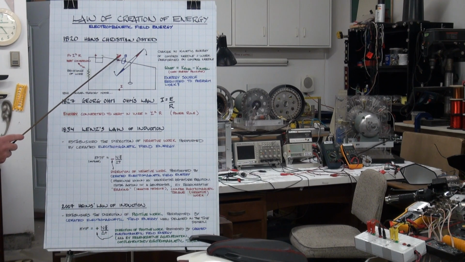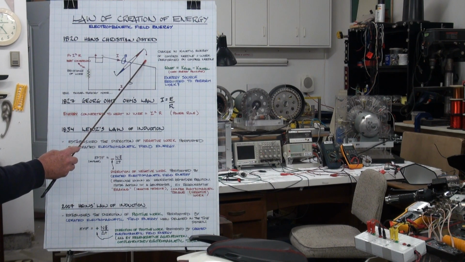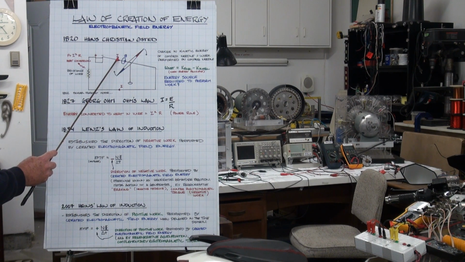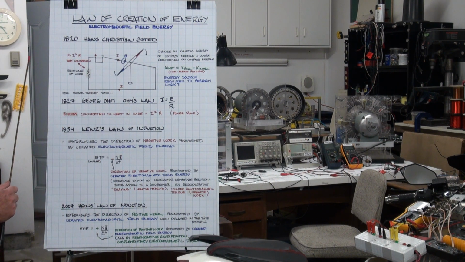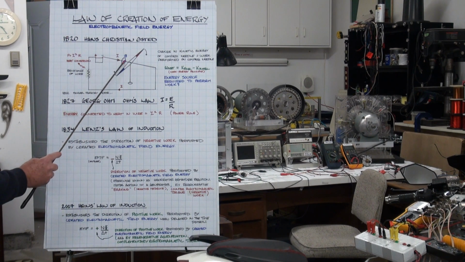And I'm using the term energy, created energy specifically, because what Oersted may or may not have known at the time was that the kinetic energy of the compass needle was changing when current was flowing in the wire that was close to the compass needle, because the compass needle was being influenced by the magnetic field that was being created around the wire.